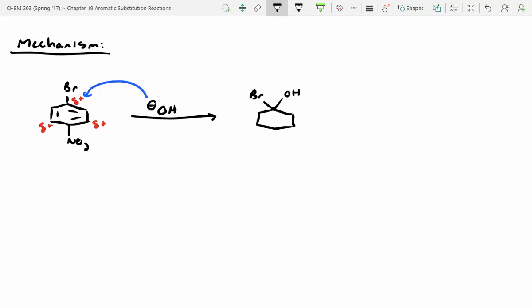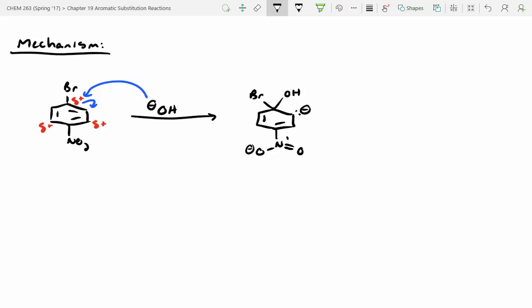Just like we saw before, we're going to break aromaticity. Oh, sorry, I forgot one more arrow. We don't want a Texas carbon, so we have to kick up electrons. So this carbon now has a full negative charge. So basically it's the anionic equivalent to a sigma complex.